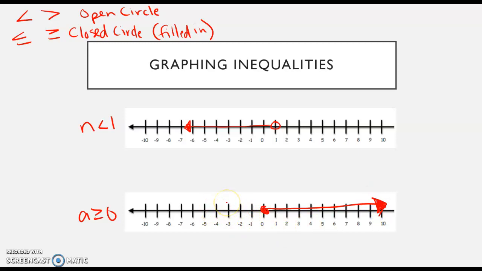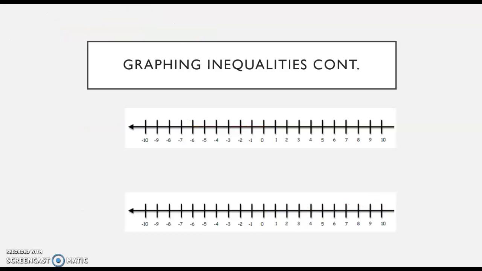All right, so again, no equal to, we give an open circle because that's our boundary, and that indicates that number is not part of our answer. If it has the equal to, we fill in our circle, which I refer to as a closed circle, and that means that it is part of our answer. So a could be 0, whereas n cannot be 1.